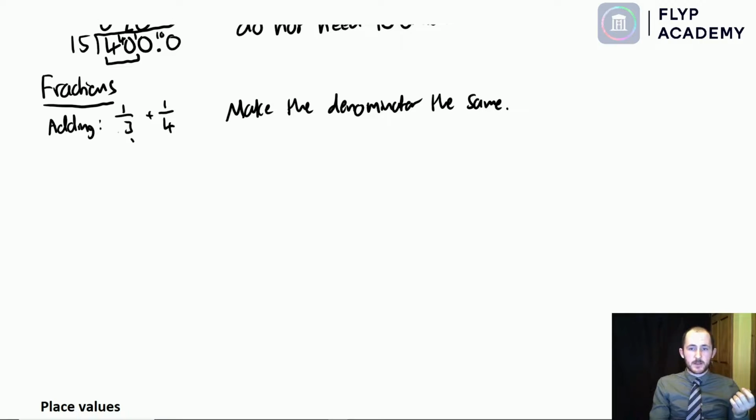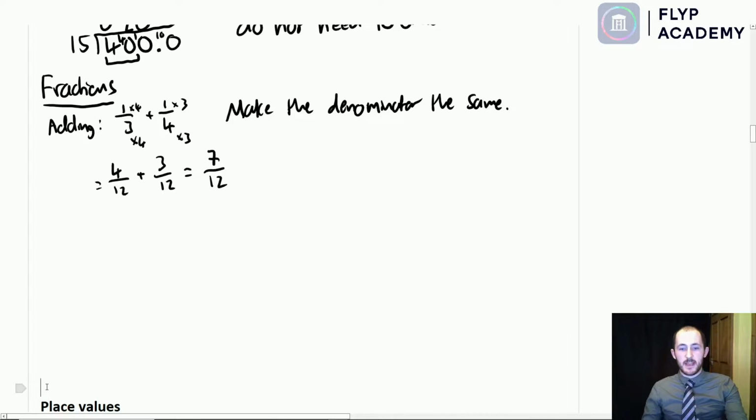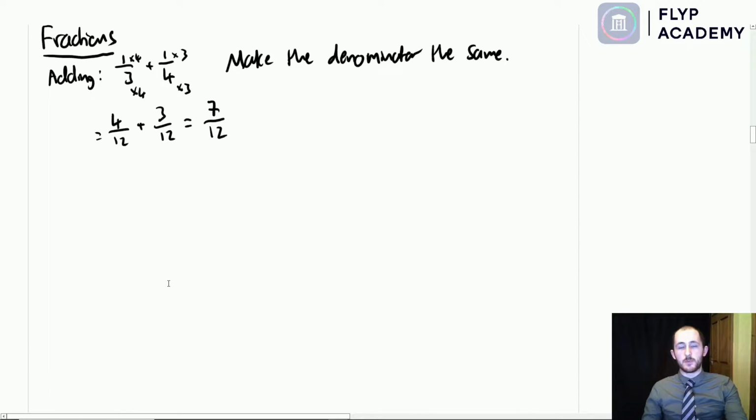So how do I make 3 into 12? I times it by 4. How do I make 4 into 12? I times it by 3. So then that becomes 4 over 12 plus 3 over 12. And now to add these together, all I need to do is simply do 4 plus 3, which is 7 over 12, and then simplify my answer if it is indeed possible, which it isn't in this case. Nice and easy, I hope.